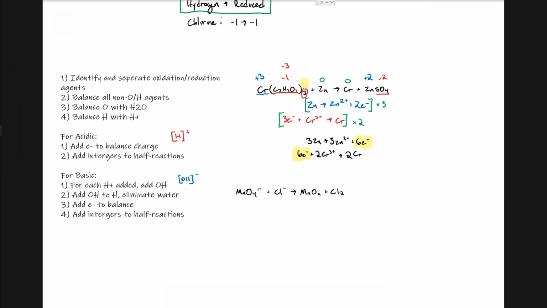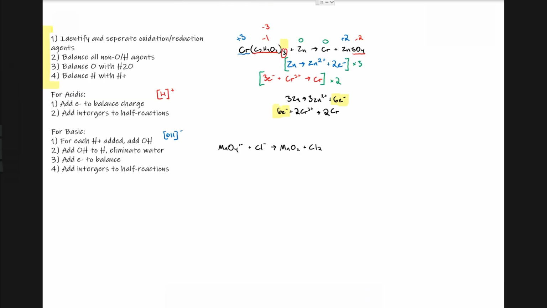We have MnO4 negative plus Cl negative goes to MnO2 plus Cl2. Okay. So first thing that we're going to do is balance this under acidic conditions, and then we're going to balance it under basic conditions. The very first thing that we're going to want to do with this problem is just figure out what our half reactions are, because that's step number 1, identify and separate oxidation and reduction agents. Pretty straightforward, just like we did before. Let's figure out what's being reduced.